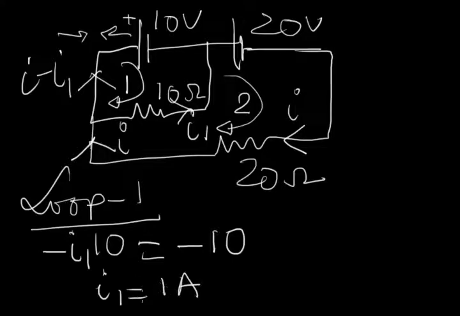Now this plus sign implies that my direction of taking I1 is correct. If this answer were minus, then the interpretation would have been that the actual direction of this current is opposite to what I have taken.